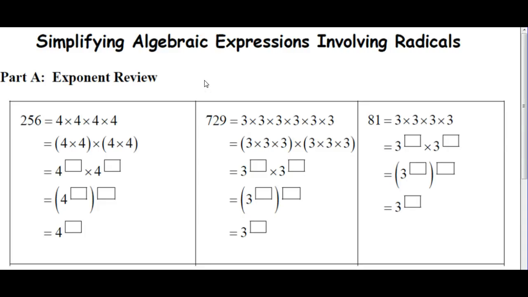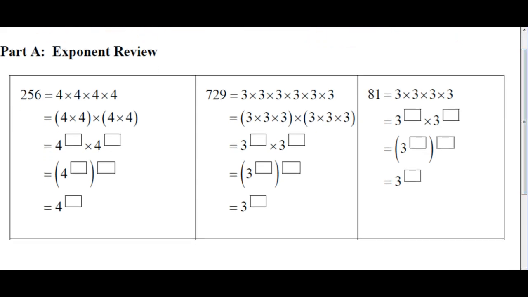Simplifying algebraic expressions involving radicals. So we'll start with reviewing exponents. 256 is 4 times 4 times 4 times 4. But we can group these, right? 4 times 4. What do you call 4 times 4? 4 squared. So we could think of this as 4 squared squared, right? We've got a power to a power. Power to a power, what do you do with the exponents? Multiply them. So we end up with 4 to the power of 4.